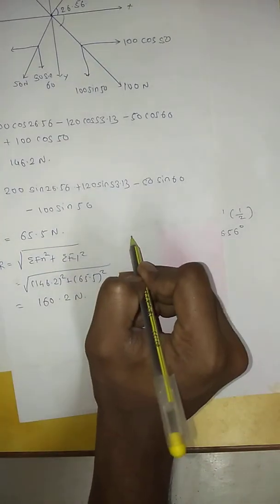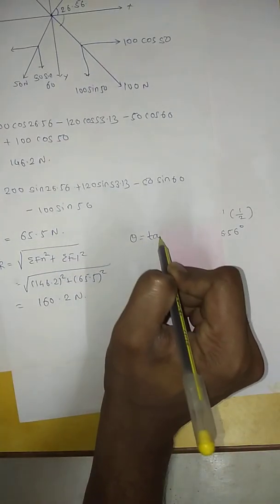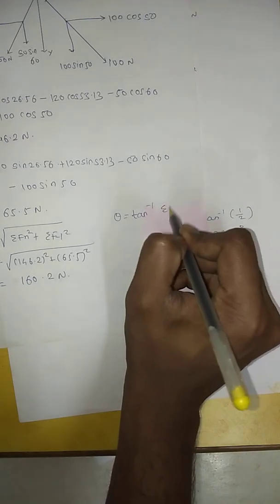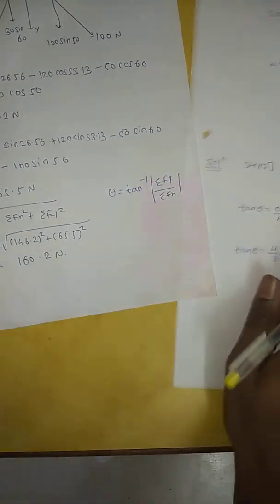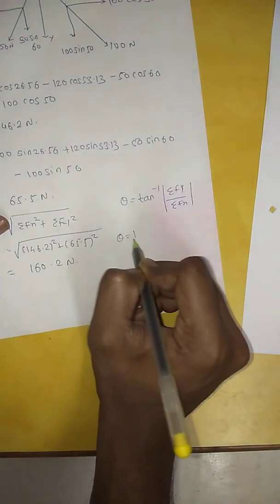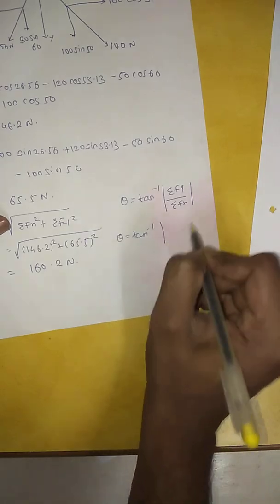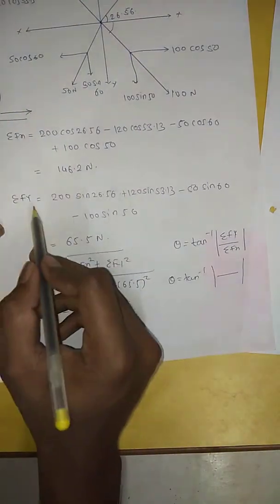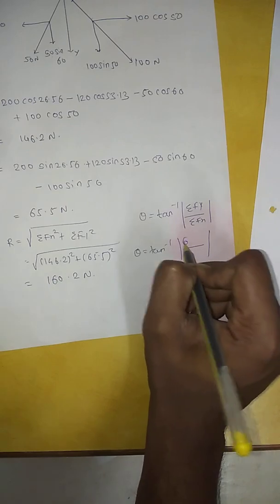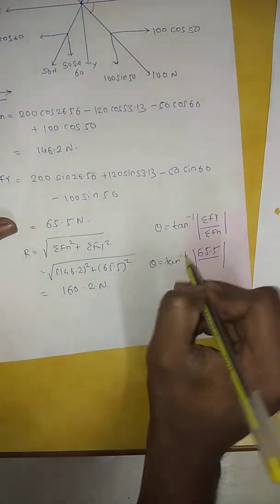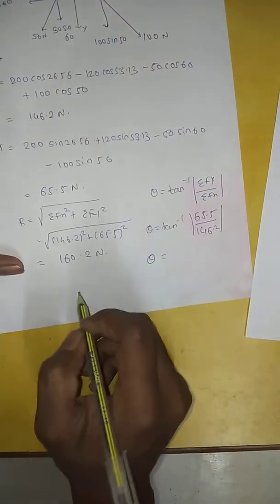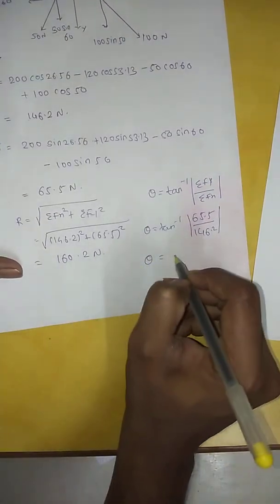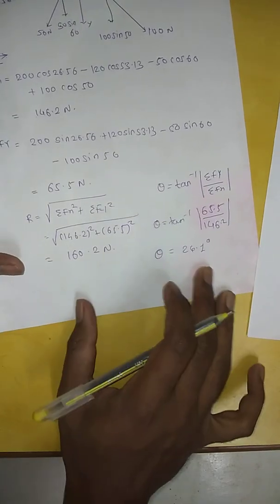Now our last step is to calculate theta, that is equal to tan inverse of summation Fy divided by summation Fx, and this is in the modulus, means what, we have to consider the positive sign only. So theta will be equal to tan inverse of summation Fy is 65.5 and summation Fx is 146.2. So if you solve this, our theta will come out to be 24.1 degrees. So this is our final answer.